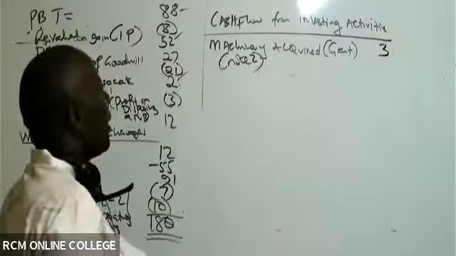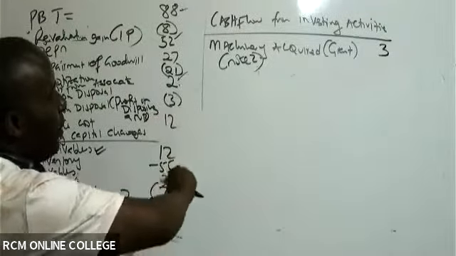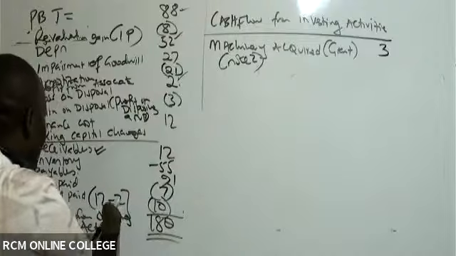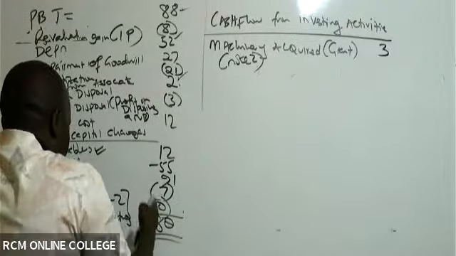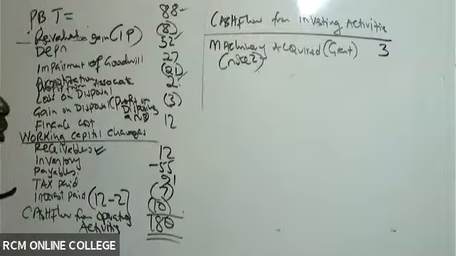And don't forget, you get some students trying to do what Mwalimu is doing. I'm writing this by the side because of the size of my board. Otherwise, I would have continued. It's one statement. So machinery acquired, grant 3.